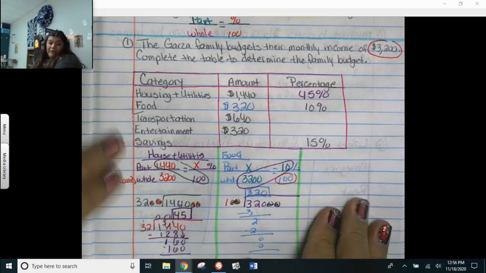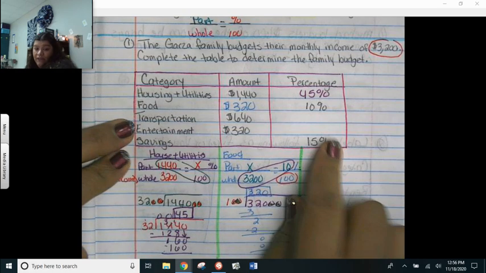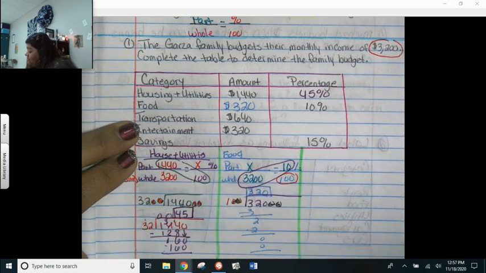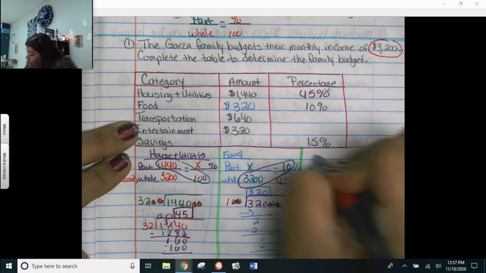All right, so $320 for food, and that's pretty much how you fill it out. So let's finish these off. Let's do transportation. Hopefully I have room.